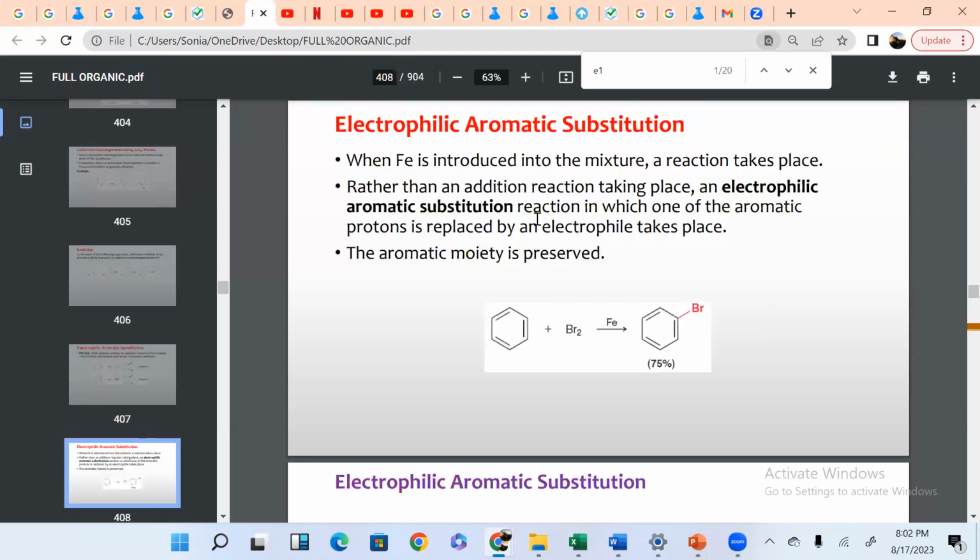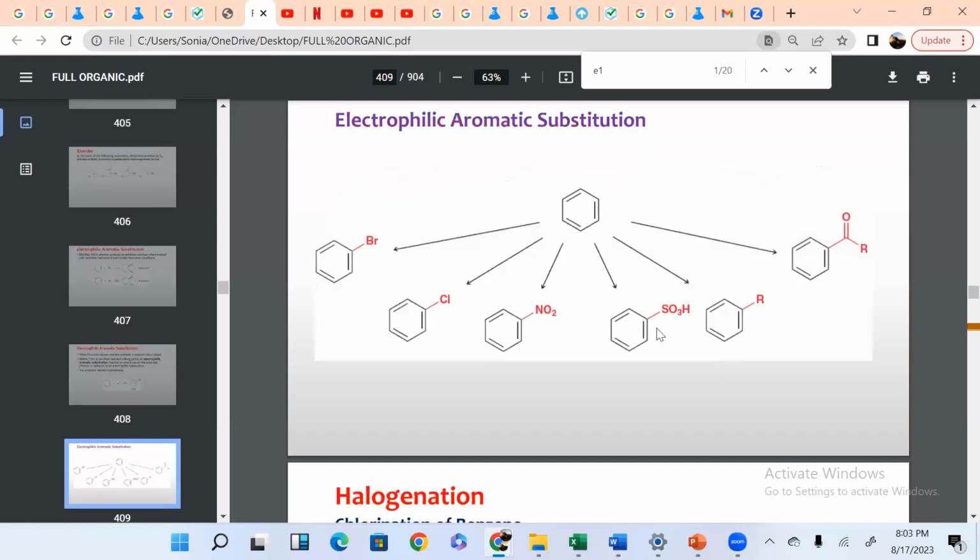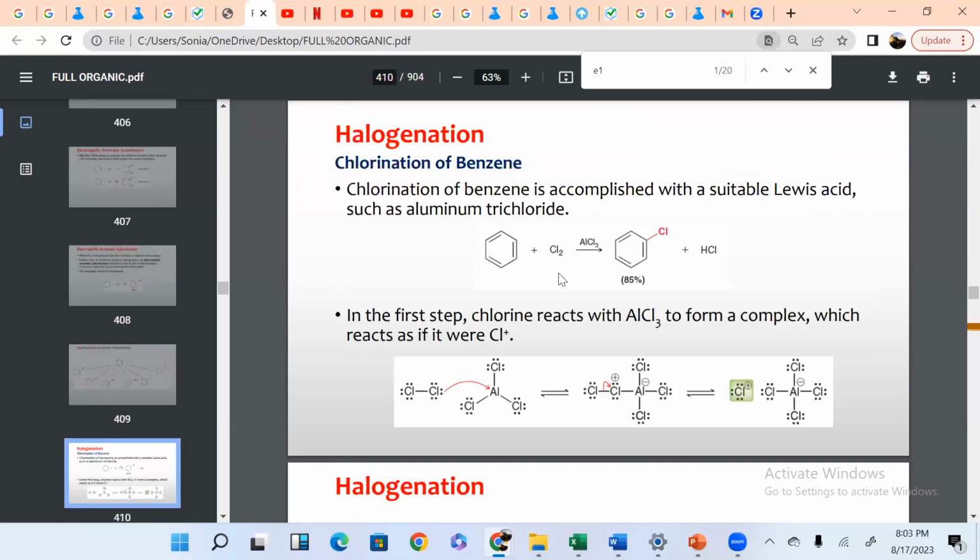So when iron is introduced into the mixture, a reaction takes place, and rather than addition, an electrophilic aromatic substitution is what now takes place. You can see benzene here reacting with bromine in the presence of iron, resulting in this electrophilic aromatic substitution. The same thing happens with chlorine. When these moieties react with benzene, it is not an addition reaction but rather an electrophilic aromatic substitution. So we can see halogenation here.